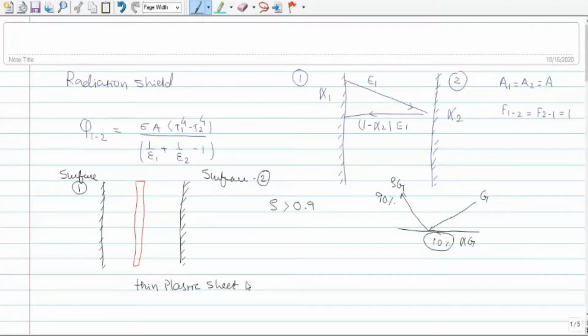Or by placing a thin shield between them. The radiation shields increase the thermal resistance in the path of radiation heat transfer. Means by putting this thin plate over here, it generates resistance. Like in the first case, the heat goes directly from one surface to the other surface, but here it cannot move directly from surface 1 to surface 2, and that's why some amount of additional resistance is generated. So this is the concept.